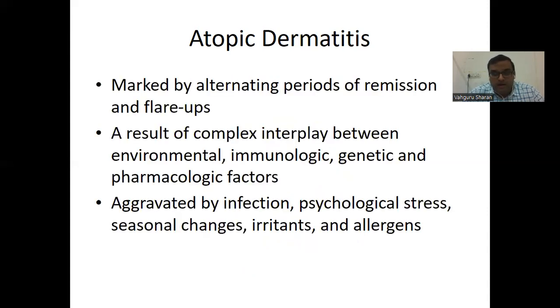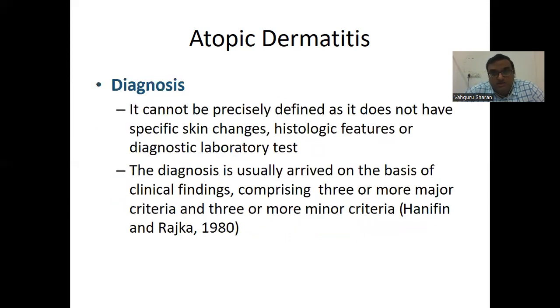Atopic dermatitis is marked by alternating periods of remission and flare-ups. It is a result of complex interplay between environmental, immunological, genetic, and pharmacological factors. It can be aggravated by infections, psychological stress, seasonal changes, irritants, and allergens.